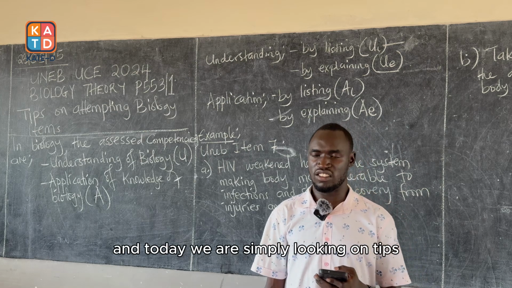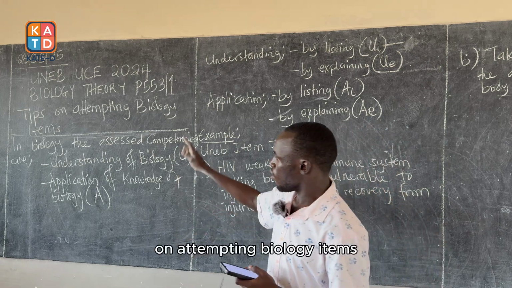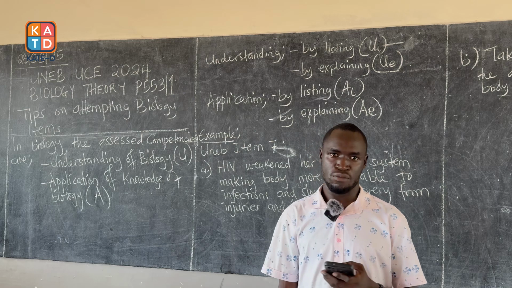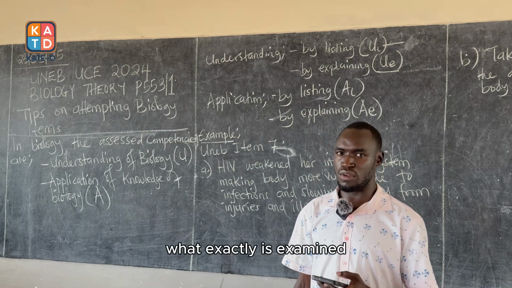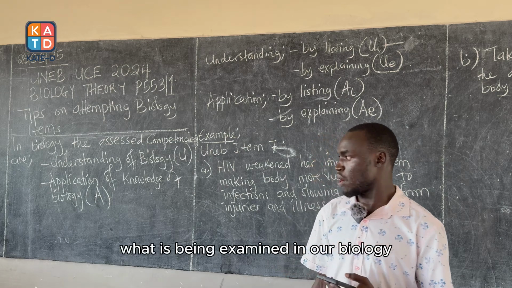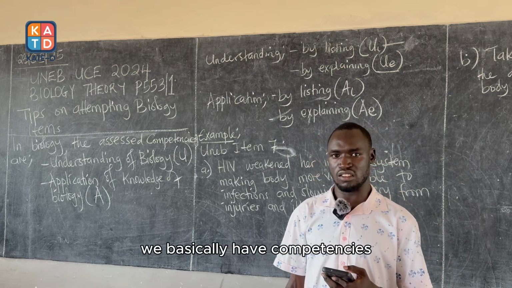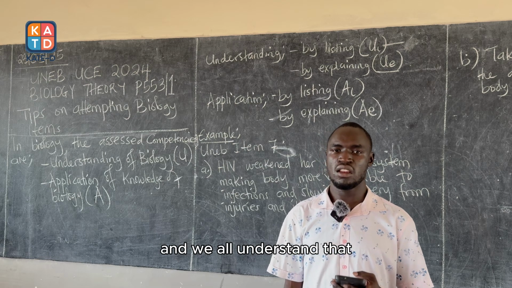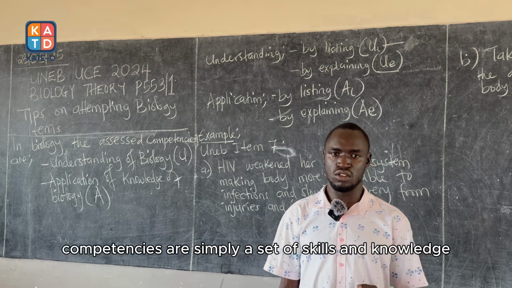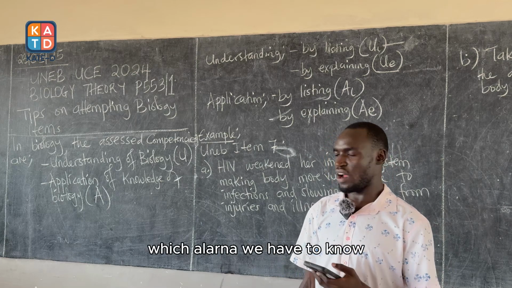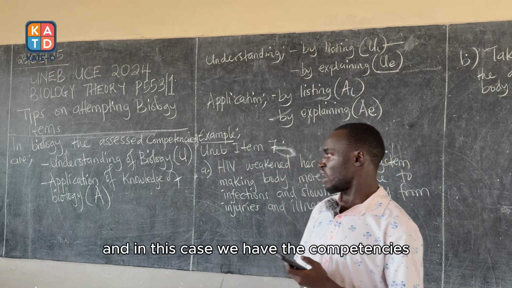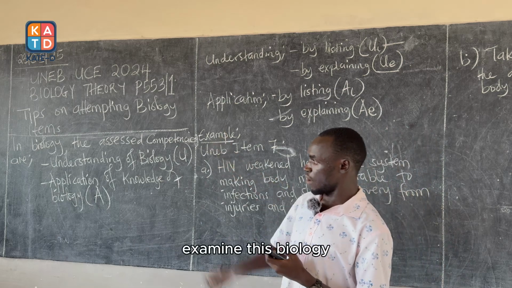And today we are simply looking at tips on attempting biology items. Today we are going to understand what exactly is being examined in our biology. In biology you have competencies, and we all understand that competencies are simply a set of skills and knowledge which a learner will have to know. And in this case, we have the competencies examined in biology.